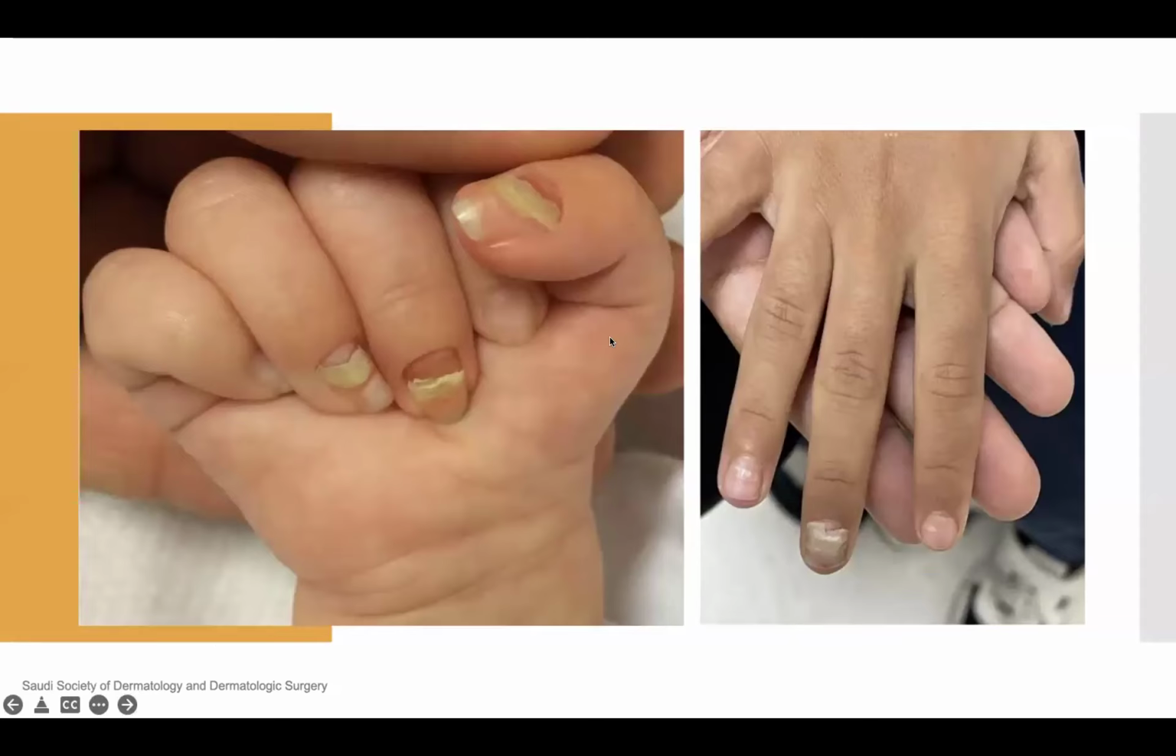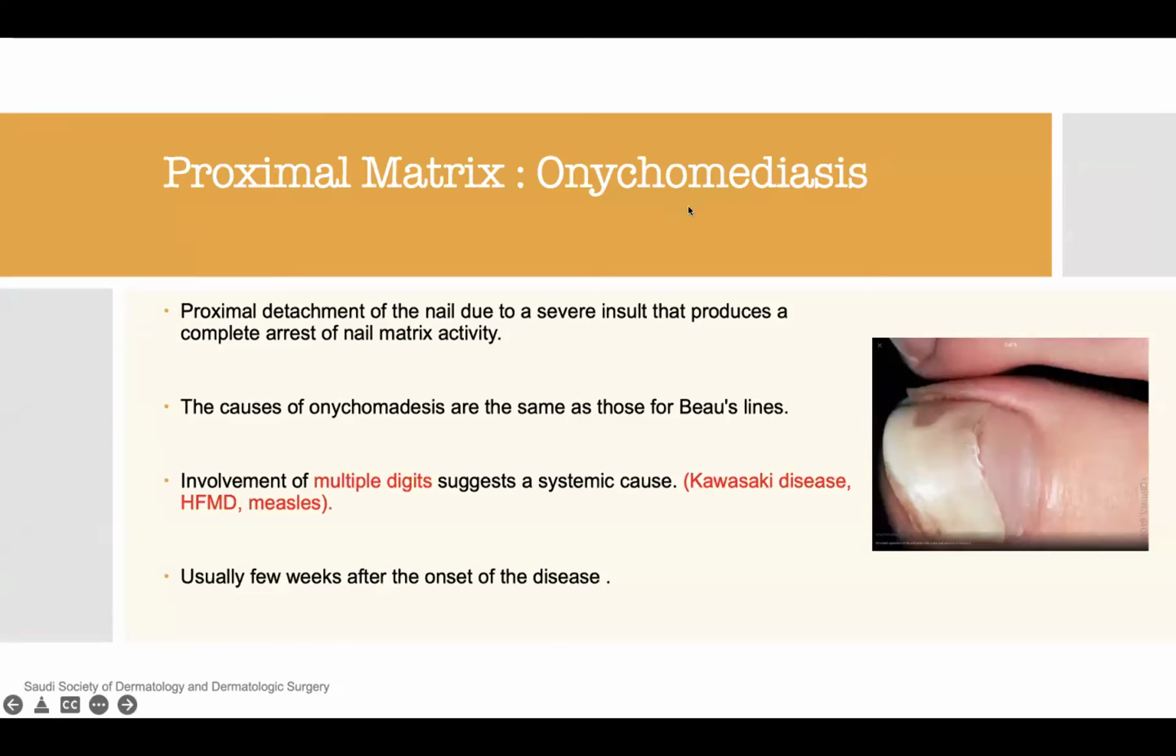Okay, so this is another nail disorder, as you can see here, which is known as onychomadesis, also related to the proximal matrix. The causes of onychomadesis are the same as Beau's line, but involvement of multiple digits suggests a systemic cause, most importantly Kawasaki disease, hand-foot-mouth disease, and measles. Usually, it develops weeks after the onset of disease, especially a viral infection.